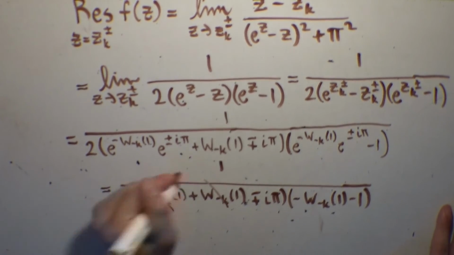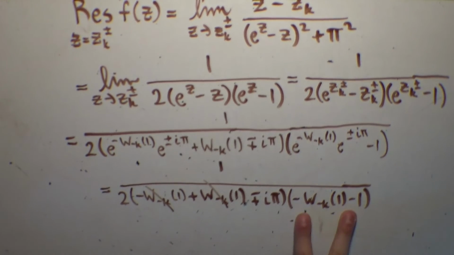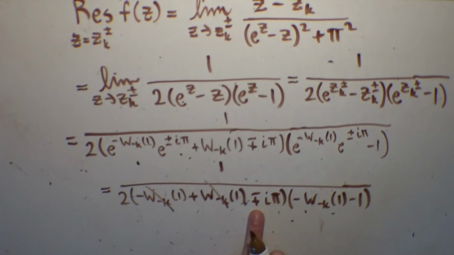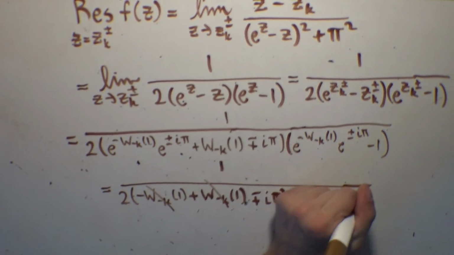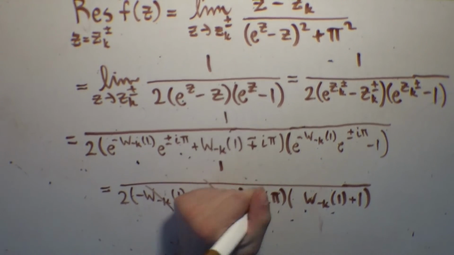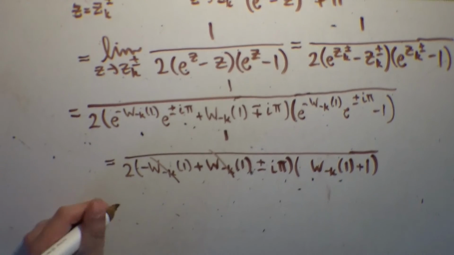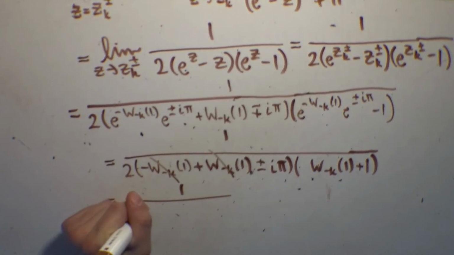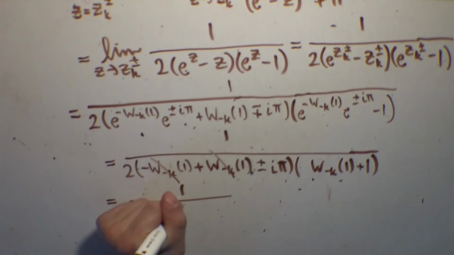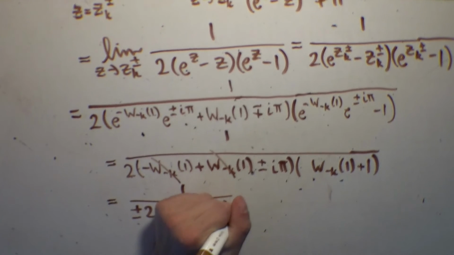These cancel because they are negatives of each other, and this factor of negative 1 will flip this minus plus here. So it becomes W_{-k} of 1 plus 1, and then it becomes plus or minus i pi, and then we can factor out that plus or minus i pi, which gives us 1 over plus or minus 2 i pi of W_{-k} of 1 plus 1.